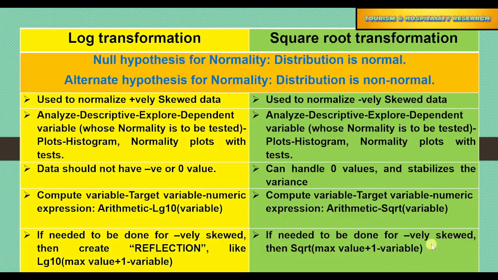That is more effective. And there's no harm in using log transformation for positively skewed and square root transformation for negatively skewed data in the same analysis. There's no harm because this can handle well the negatively skewed data and this can handle well the positively skewed data. So let us go to SPSS and find out how this analysis is done.